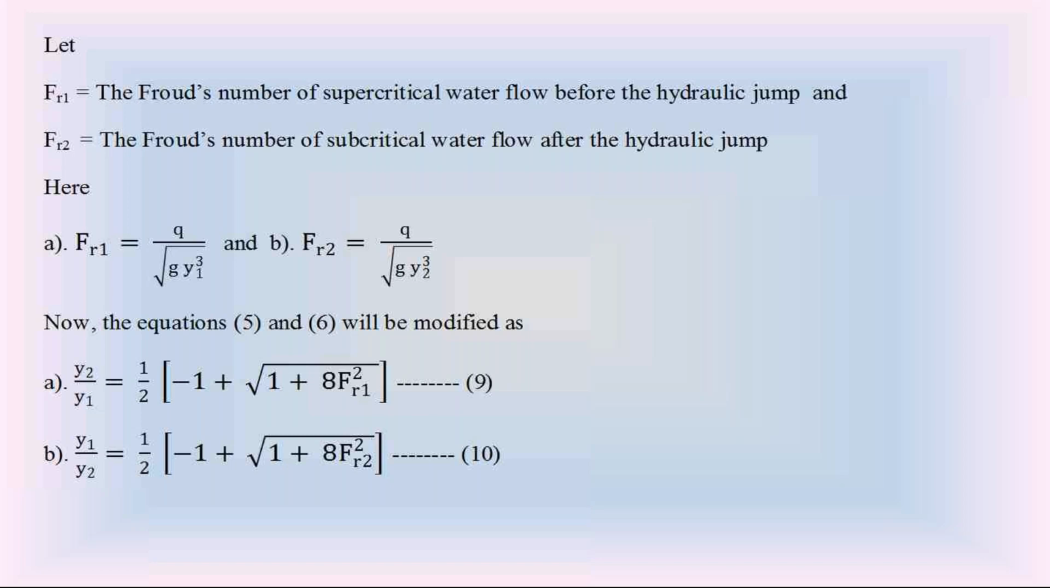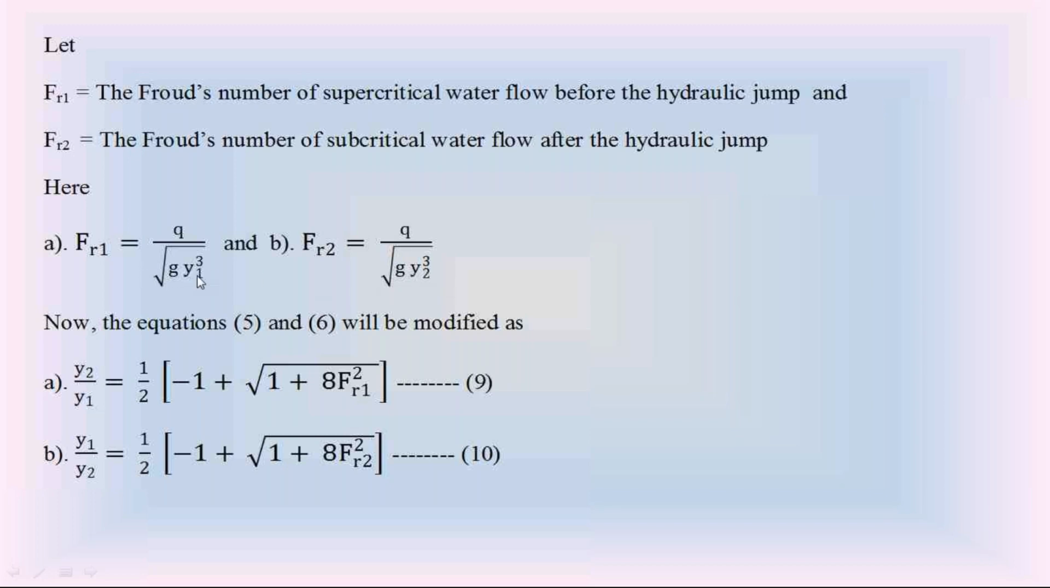At section 1, the depth of flow is y1. So the Froude number at section 1, Fr1, is equal to q divided by root g into y1 cube. At section 2, the Froude number is q divided by root g into y2 cube.